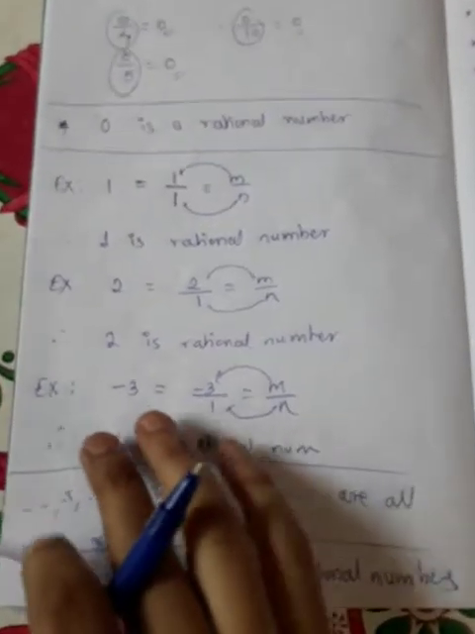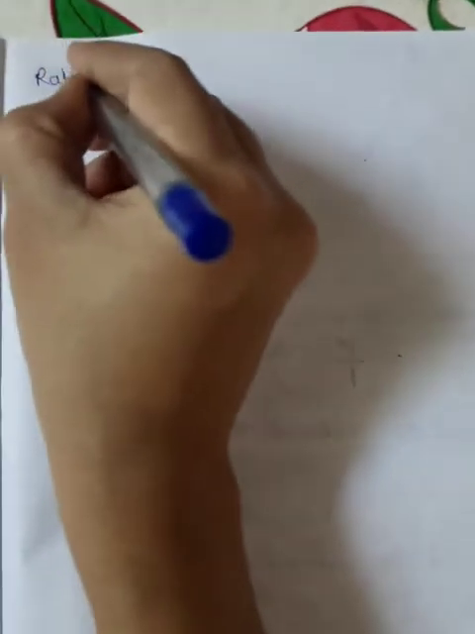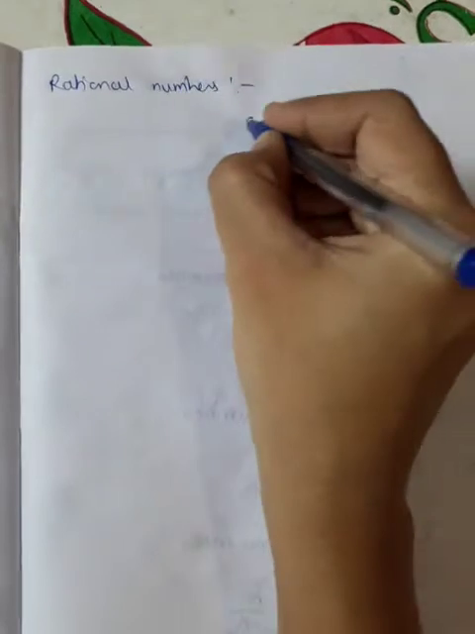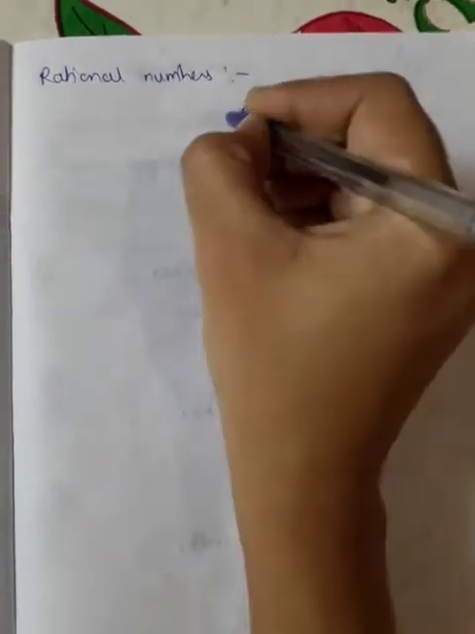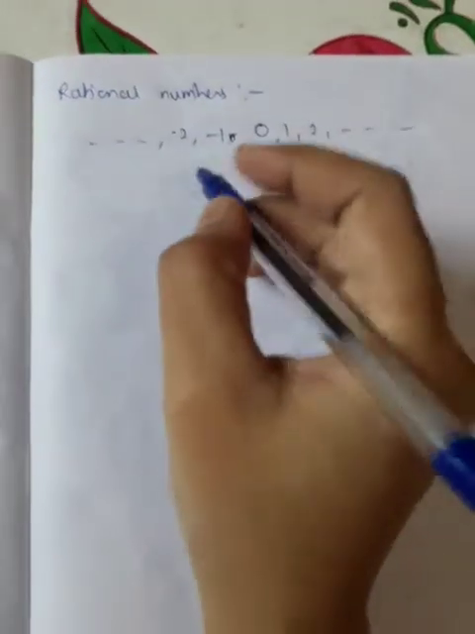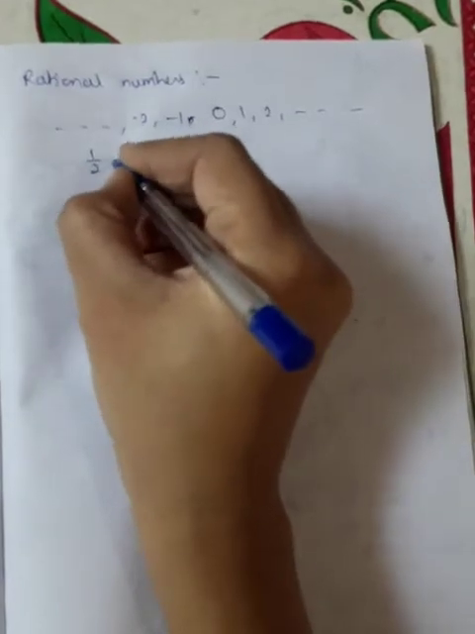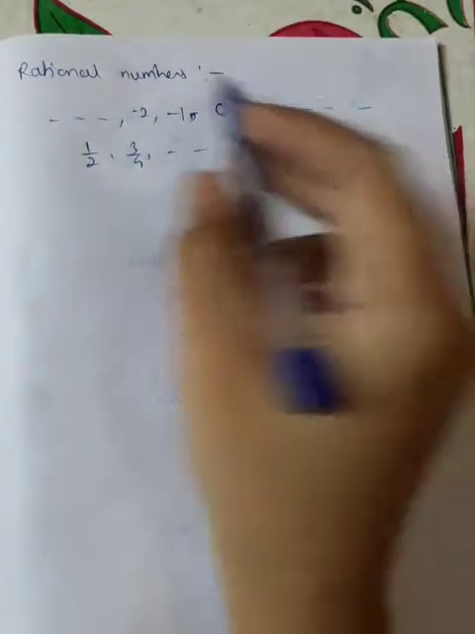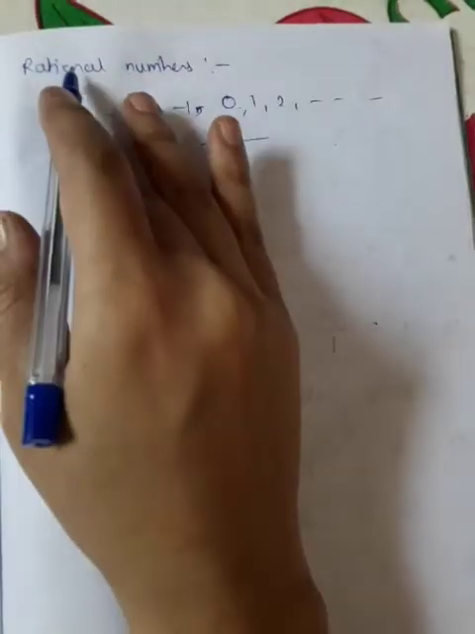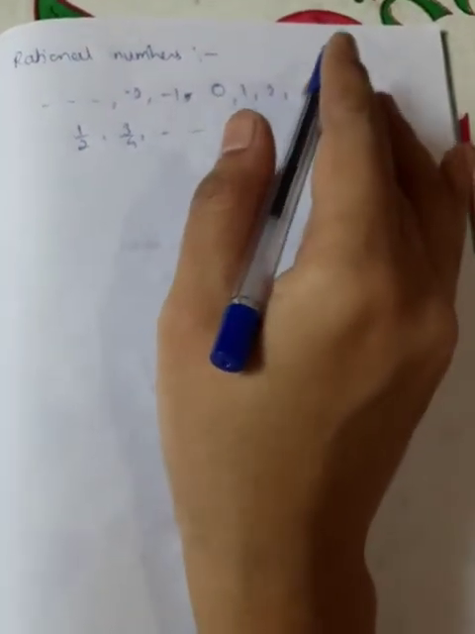Okay, so what are the rational numbers? So see here, all integers are rational numbers, and we know the numbers in the form of fractions also, means 1 by 2, 3 by 4, okay, and so on. So all the integers are rational numbers, and the fractions are also rational numbers, but here the denominator must not be equal to 0.